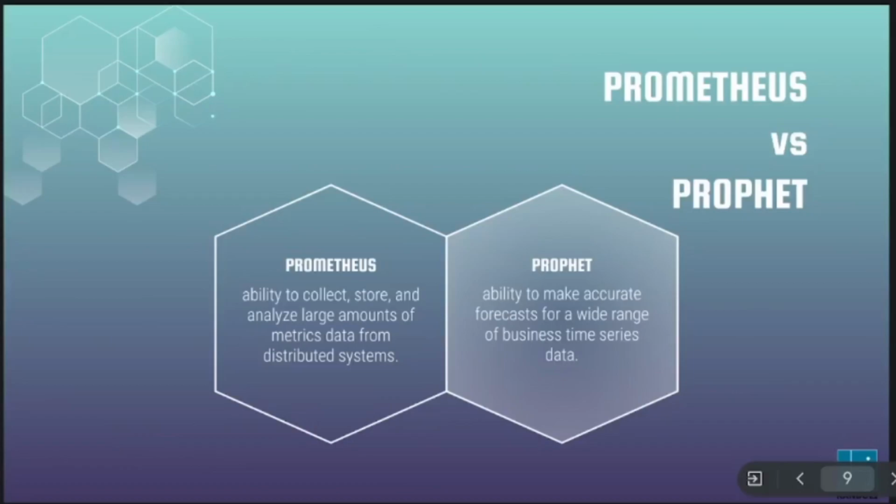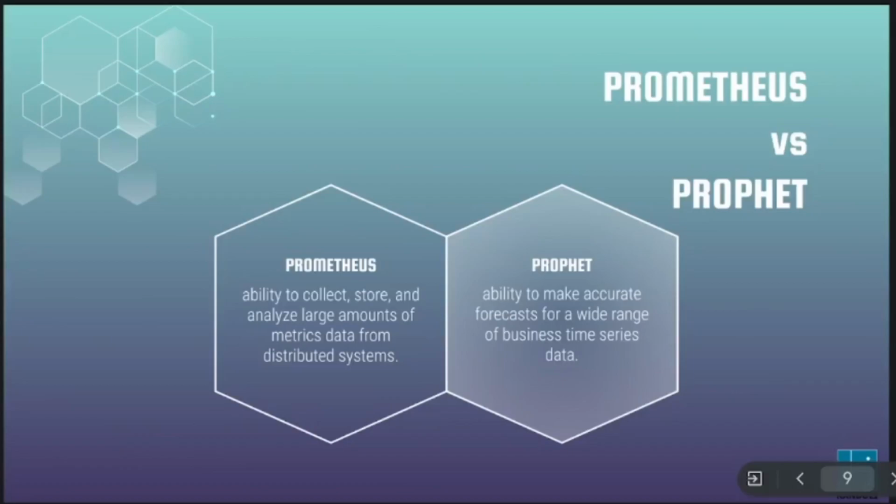Prometheus could be used to set up alerts and notifications based on certain thresholds or conditions being met in the data. For example, if the forecast generated by Prophet indicates that a particular metric is likely to exceed a certain threshold in the near future, Prometheus could be configured to send an alert to the appropriate team or individual so that they can take appropriate action. Or you could include this logic inside an operator in Kubernetes, for example.